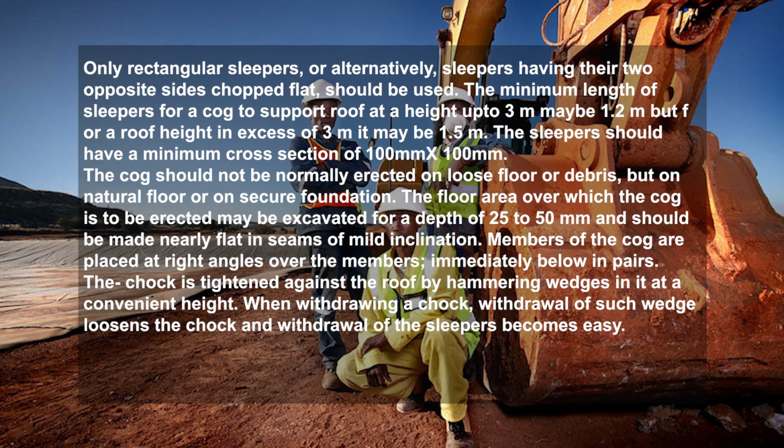The sleeper should have a minimum cross section of 100 mm by 100 mm. The caulk should not normally be erected on loose floor or debris, but on natural floor or on a secure foundation. The floor area over which the caulk is to be erected may be excavated to a depth of 25 to 50 mm and should be made nearly flat in seams of mild inclination.